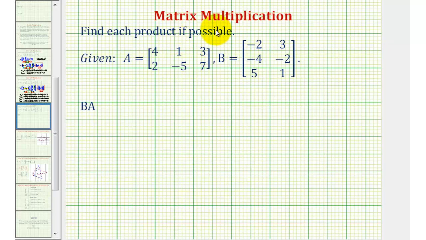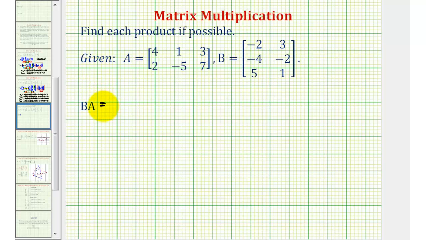Welcome back for another example of matrix multiplication. We're given matrix A and B and asked to find matrix B times matrix A. If you watched the previous example, we found matrix A times matrix B. The order of matrix multiplication does matter.